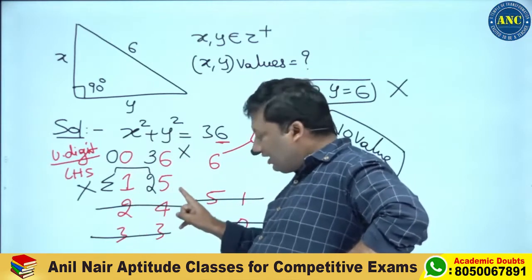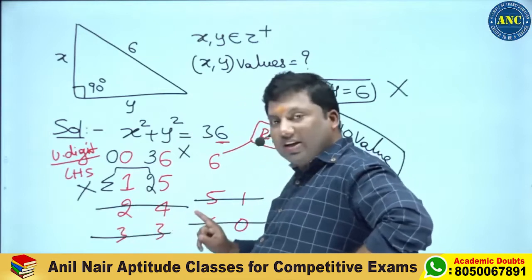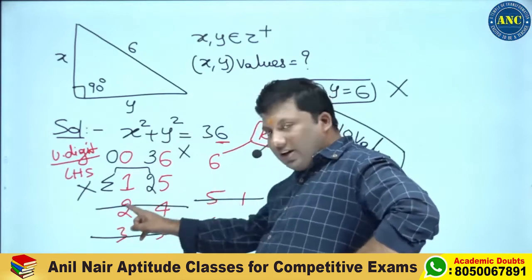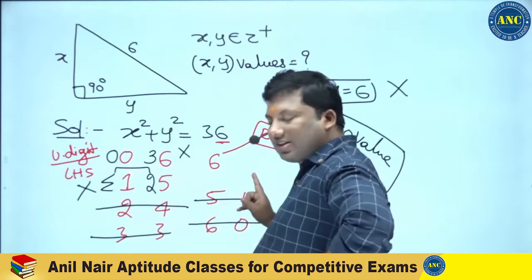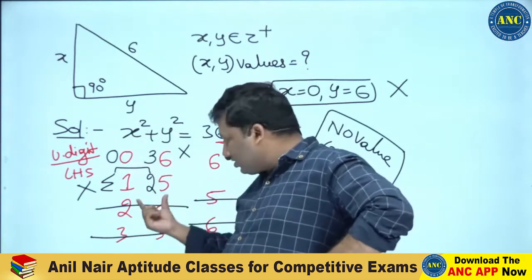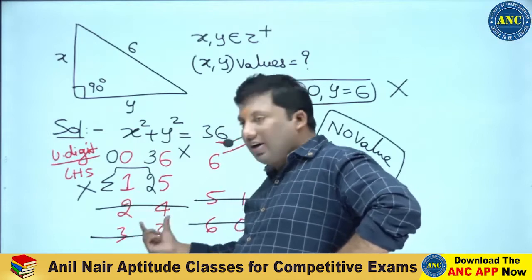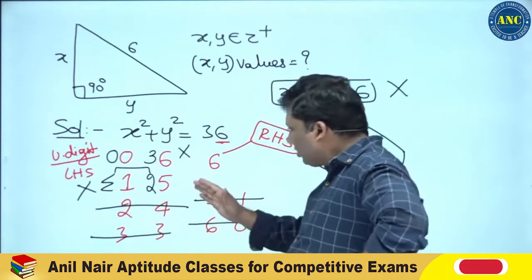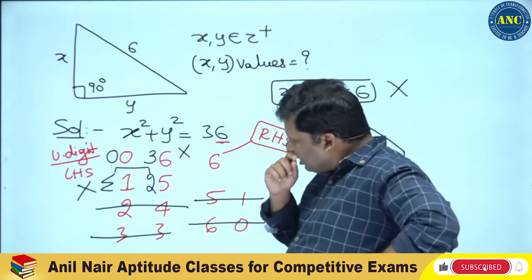2 plus 4 is 6. 3 plus 3 is 6. 4 plus 2 is 6. 5 plus 1 is 6. 6 plus 0 is 6. x squared is a perfect square. It cannot end with 2 and 3. So 2 or 3 is out.